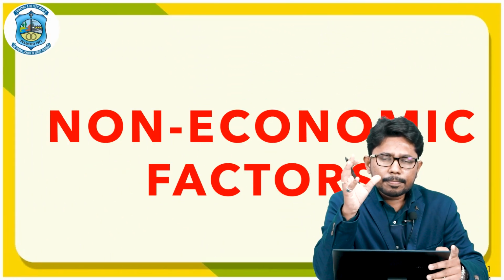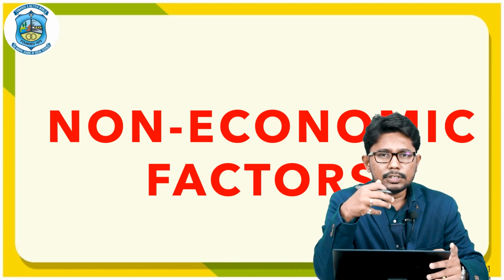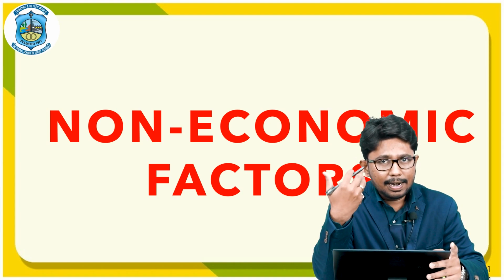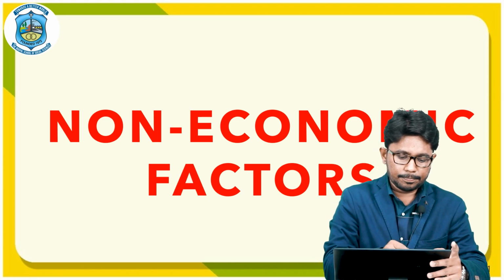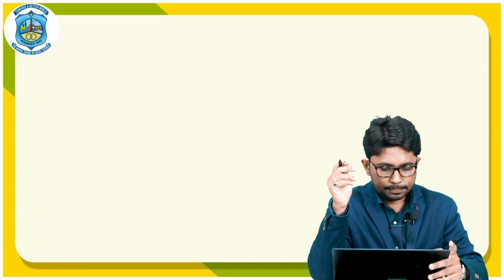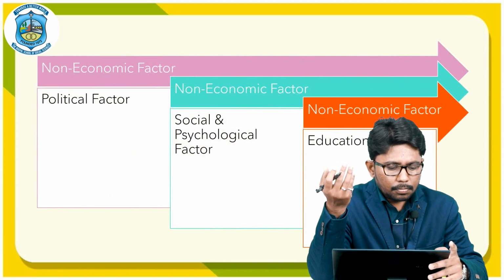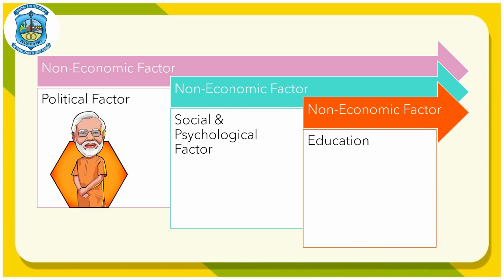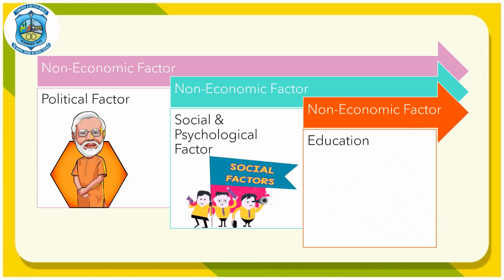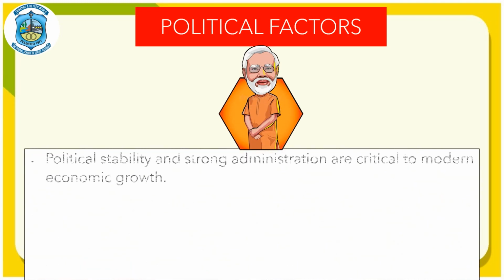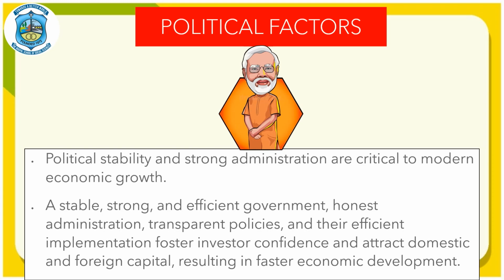Now there are some non-economic factors which influence the economic growth and development process of the country. So now we are dealing with the non-economic factors. The first non-economic factor is the political factor. The second one is the social or psychological factor, and the third one is education. So the first is the political factor. Political stability and strong administration are critical to modern economic growth. Like in Madhya Pradesh, we saw this situation of political instability in the state.